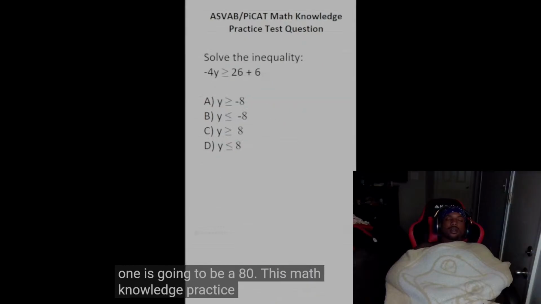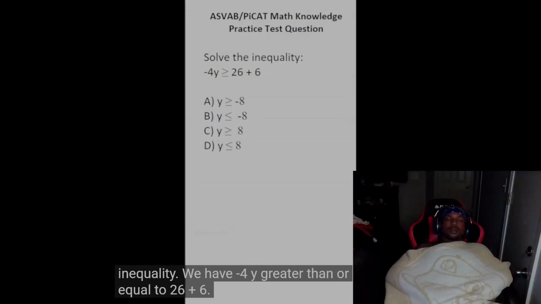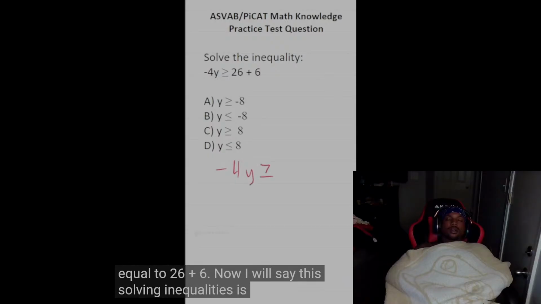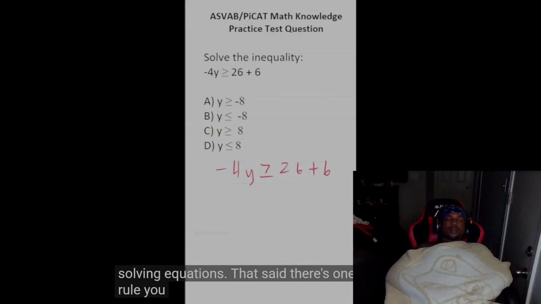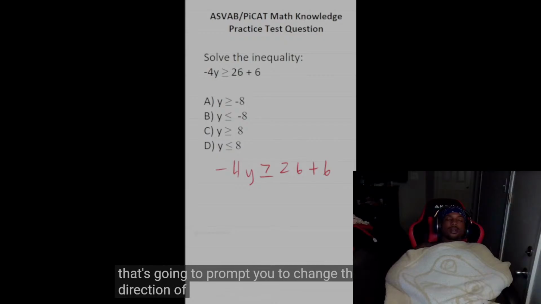This math knowledge practice test question for the ASVAB and PiCAT says solve the inequality. We have negative 4y greater than or equal to 26 plus 6. Now, I will say this. Solving inequalities is just like solving equations. That said, there's one rule you really have to pay attention to. If you multiply or divide across the inequality sign by a negative value, that's going to prompt you to change the direction of the sign.